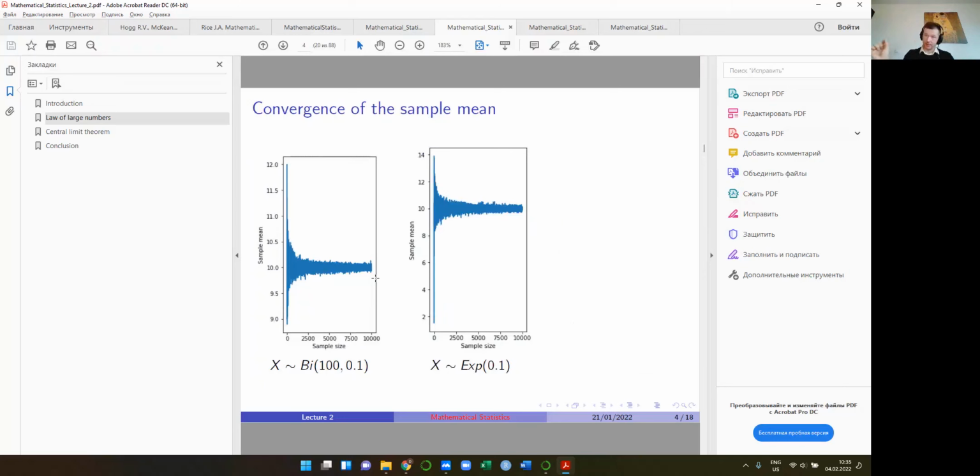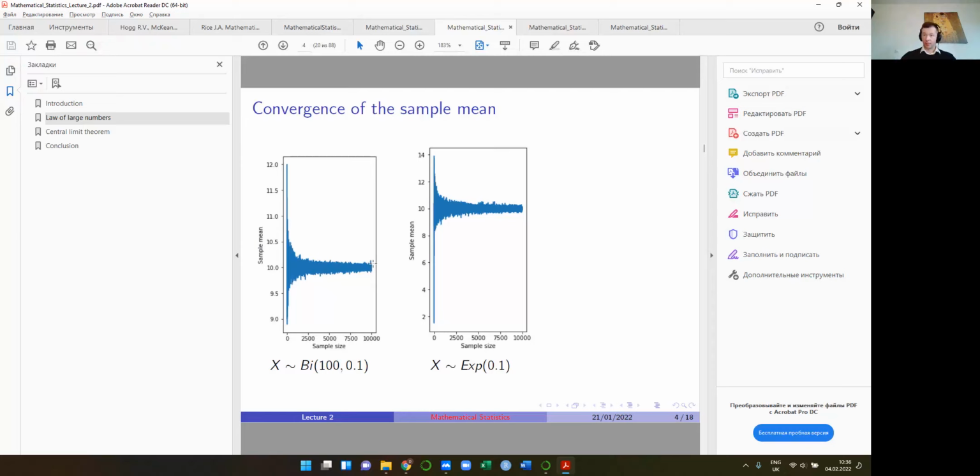As I increase the sample size, the deviation of my sample mean from the population mean shrinks, and as I increase the sample size more and more, this deviation shrinks more and more. Which means that the probability that the deviation will be larger than some number is going to be 0.